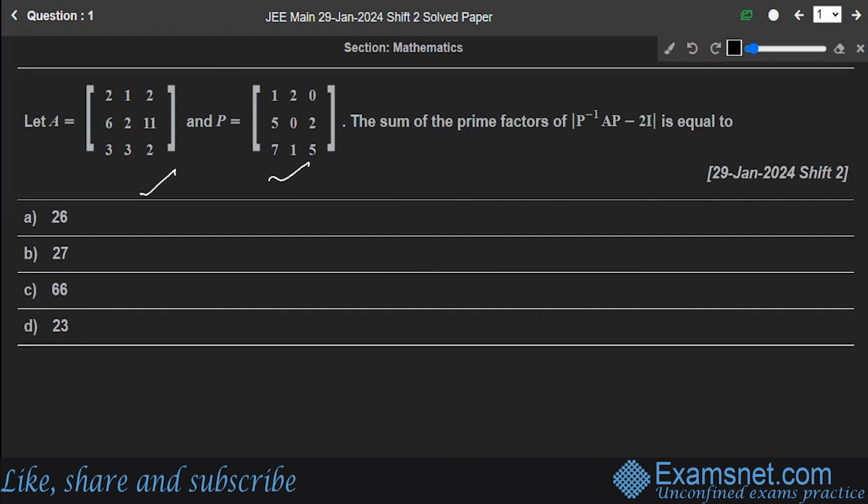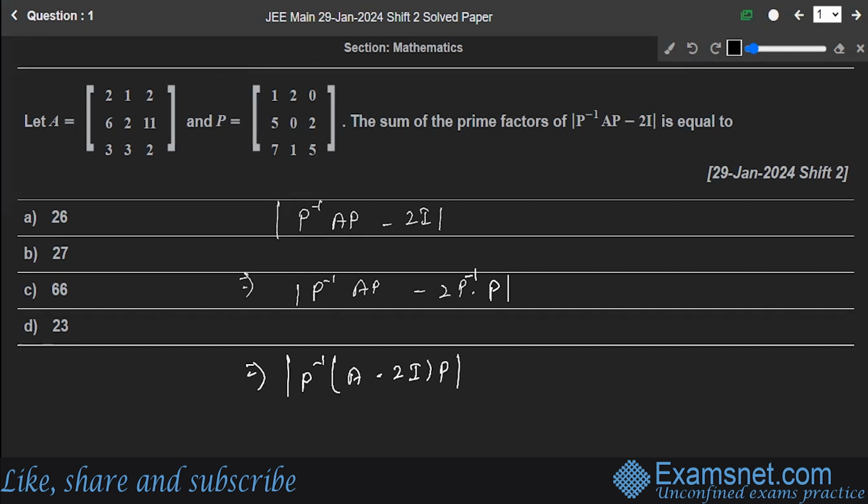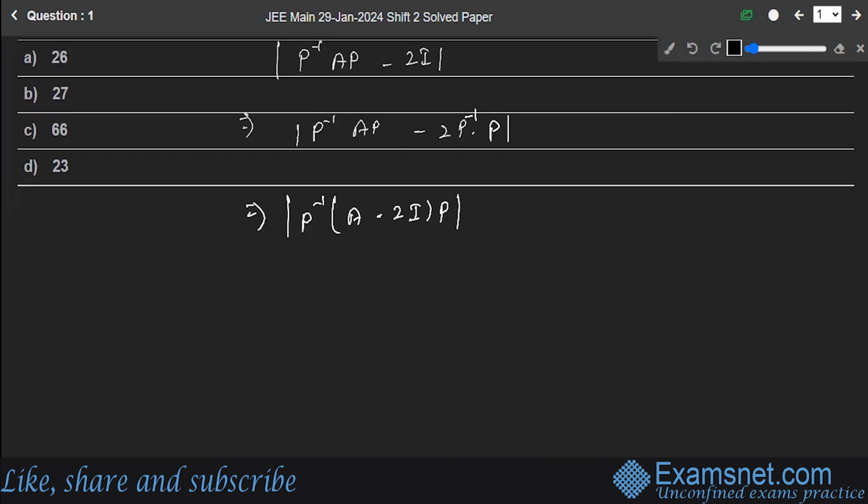You have A and P as this matrix. The sum of the prime factors of this is equal to. Let's simplify it first. You have P inverse A P minus 2 identity matrix. I can write this as P inverse AP, and the identity matrix can be written as P inverse into P, right? So I'll take P inverse common. This will be A minus 2I into P. Remember, I can't change the order of the multiplication in matrices, so I'll have to write it like this only. This is equal to P inverse (A minus 2I) into P, and this will again be equal to 1.